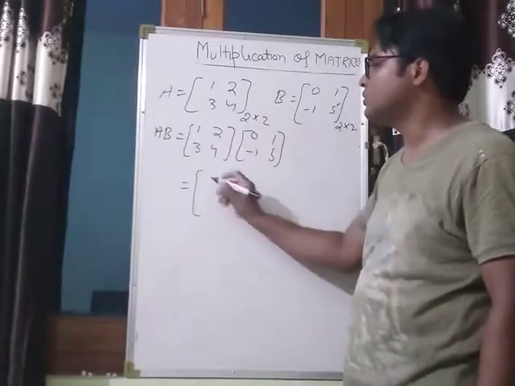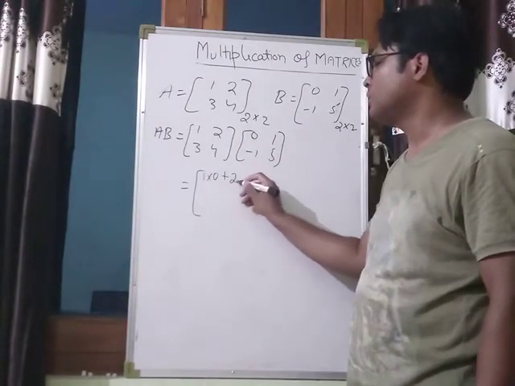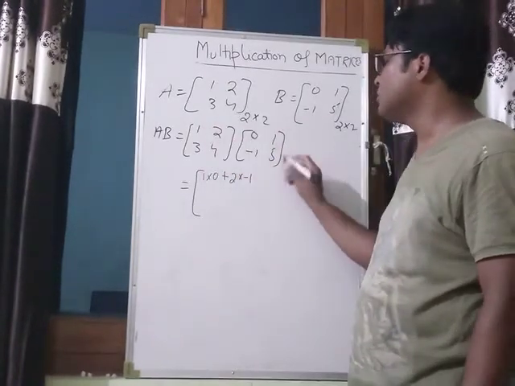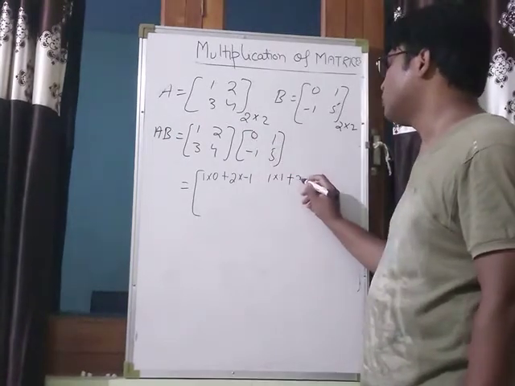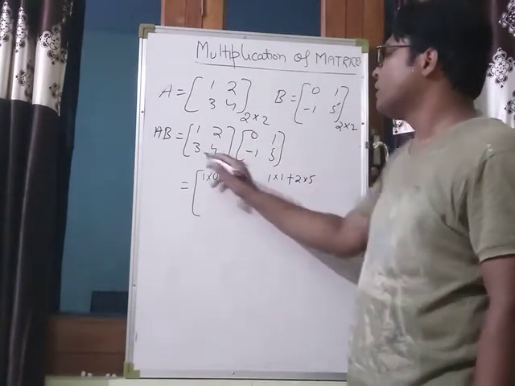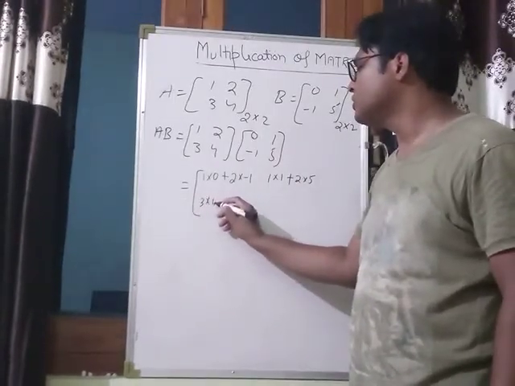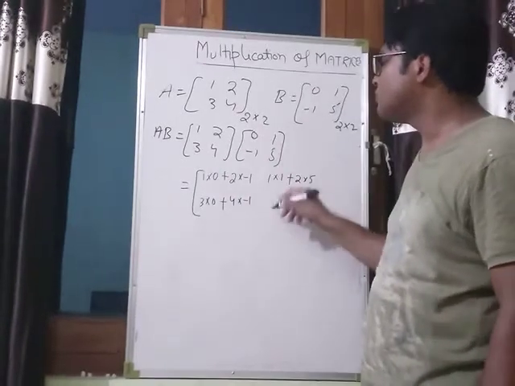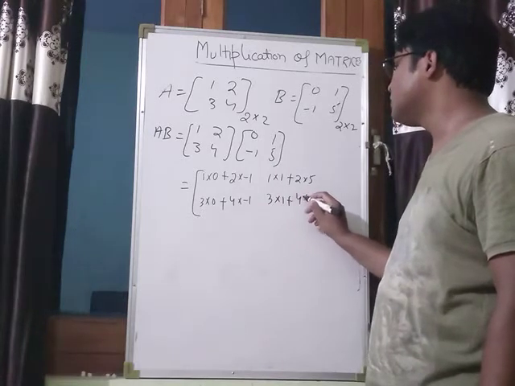1 into 0, 1 into 0 plus 2 into minus 1, 2 into minus 1. After that, first row, second column: 1 into 1, 1 into 1 plus 2 into 5, 2 into 5. Okay. Second row, first column: 3 into 0, 3 into 0 plus 4 into minus 1, 4 into minus 1. Second row, second column: 3 into 1 plus 4 into 5.